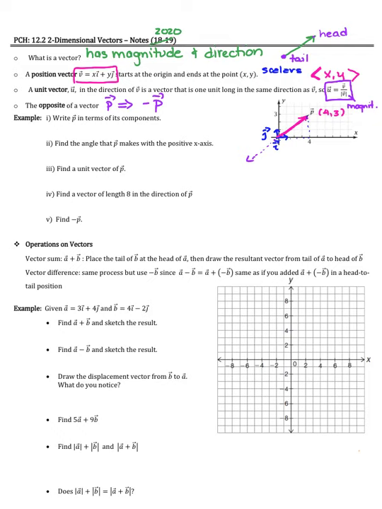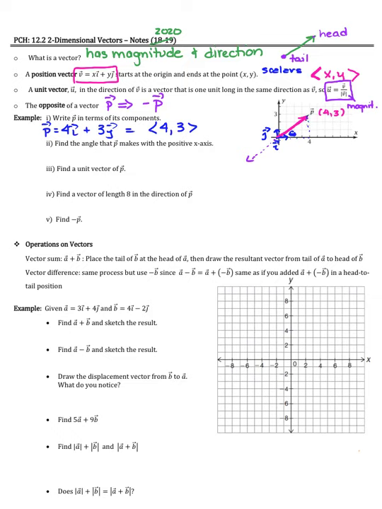Write vector p in terms of its components. Notice you would go over 4 and up 3. So I could write vector p as 4i plus 3j, which I find really annoying. So I tend to prefer to write it with the pointy brackets, the vector <4, 3>, which is where it would end. Find the angle that p makes with the positive x-axis. So that's looking for this angle down here.